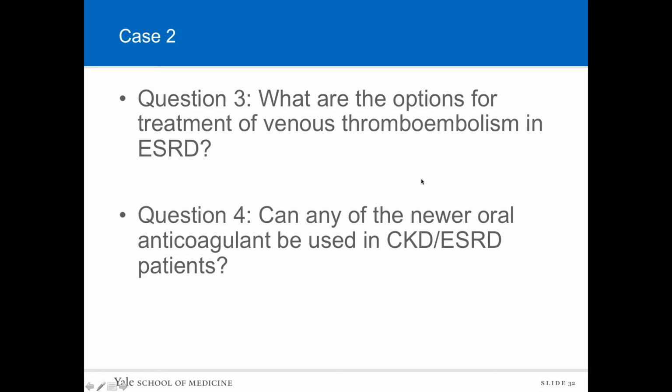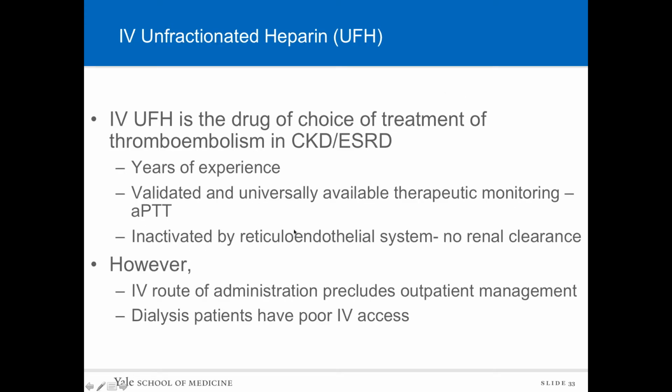So the questions I'll try to answer in this case: what are the options for treatment of venous thromboembolism in end-stage renal disease? And can any of the newer anticoagulants be used in the CKD and ESRD patients? So first of all, getting IV unfractionated heparin out of the way. IV UFH is the drug of choice in the treatment of thromboembolism in CKD and ESRD.